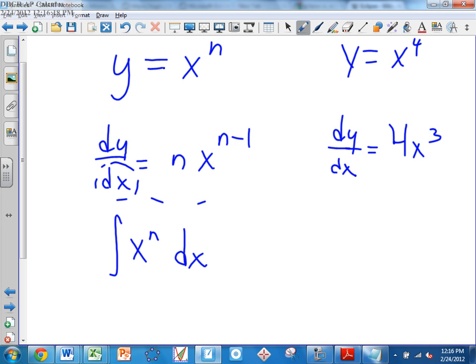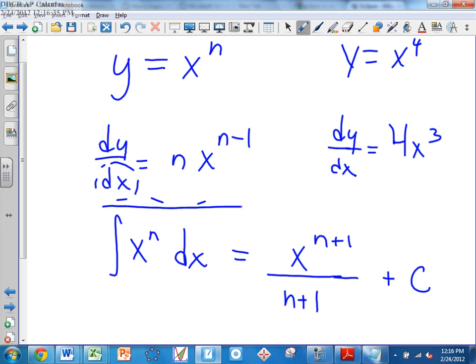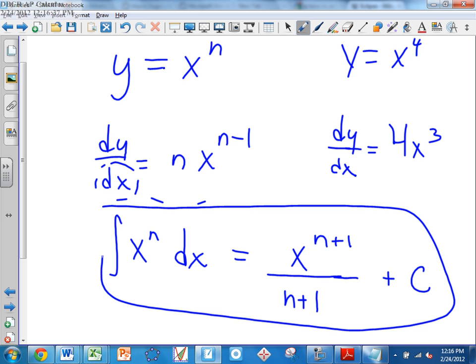So the integral of this is going to be x to the n plus 1. Now, instead of multiplying by the original exponent, we're going to divide by the new exponent. And remember, at the end, there's some constant that appeared there. So this is going to be our formula here. This is the first formula you're going to use for integrals.